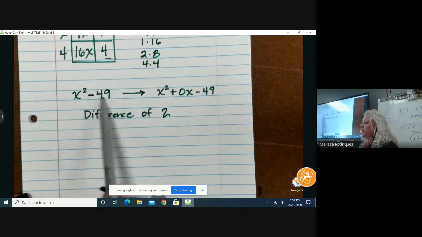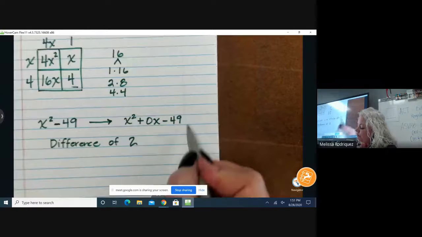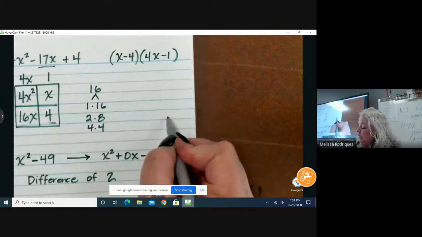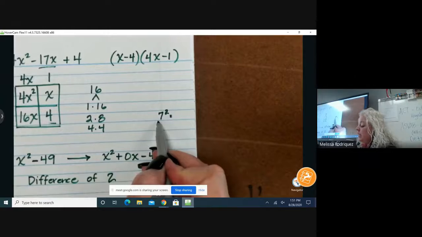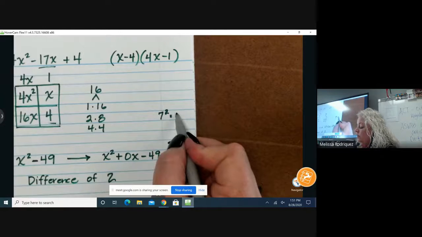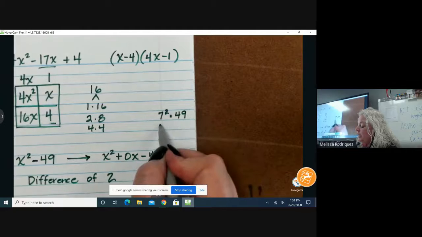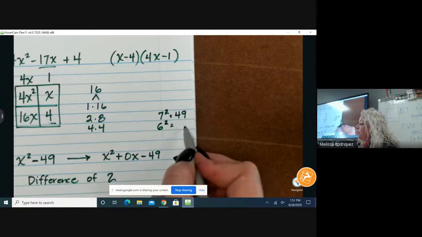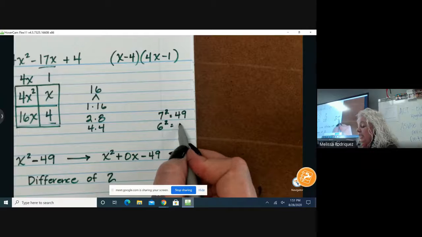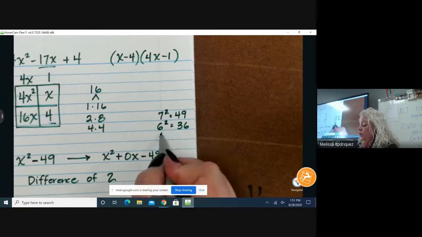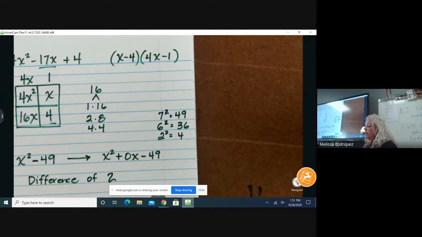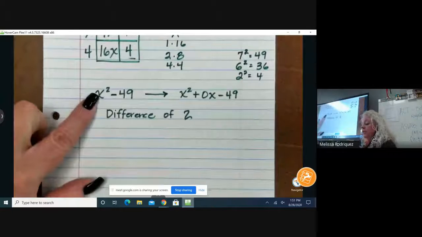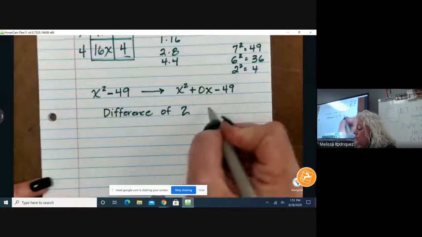These are perfect squares. That means, let me see if I can write this over here. 7 squared, that means to do 7 times 7, yes? 7 times 7 is 49. What is 6 squared? 36. What is 2 squared? 4, right? These are perfect squares. Means you're multiplying by the same number. What I have here is the difference of 2 squares.